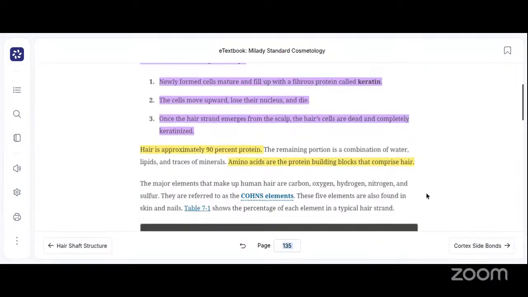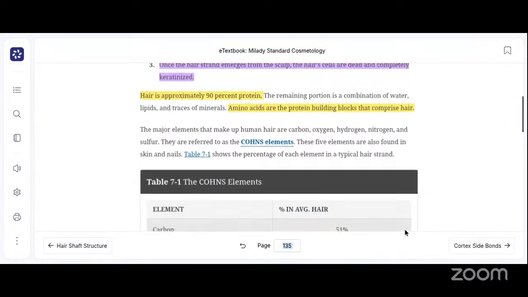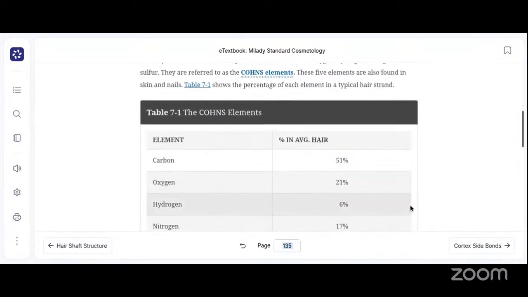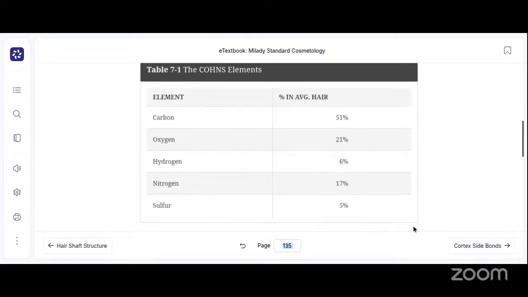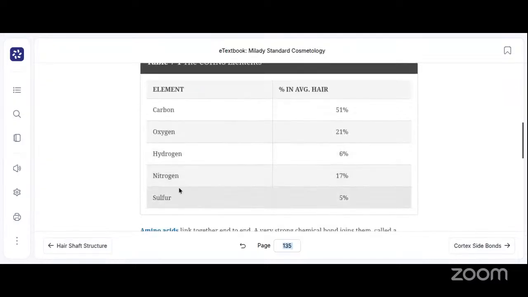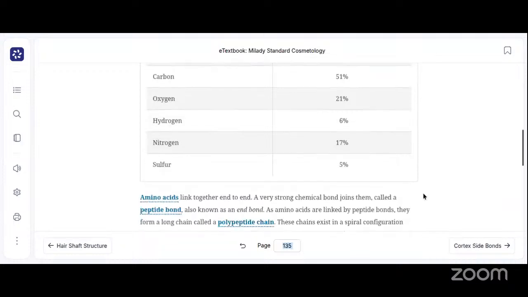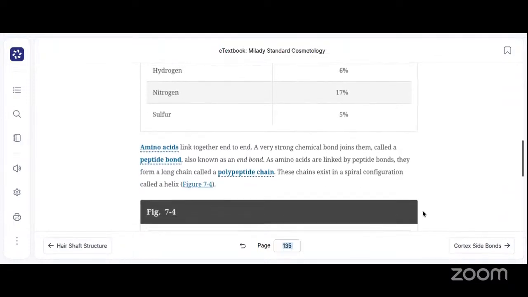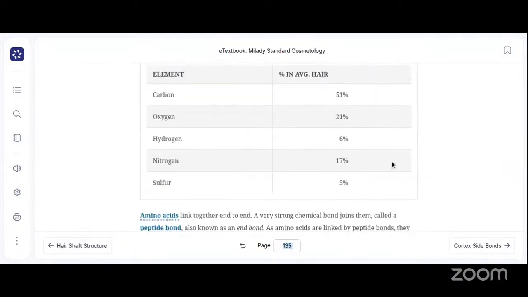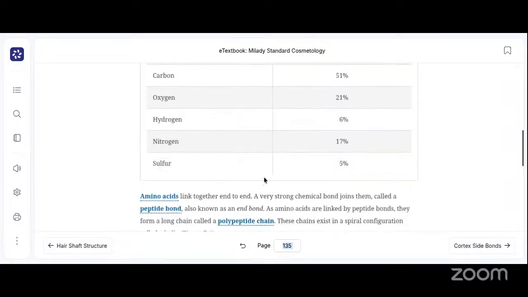It says the major elements that make up human hair are CHONS. I think we talked about this before. The elements are carbon, oxygen, hydrogen, nitrogen, and sulfur. Look at 51% carbon, 21% oxygen, 6% hydrogen, nitrogen is 17%, and sulfur 5%. These are the elements that make up what we call hair.